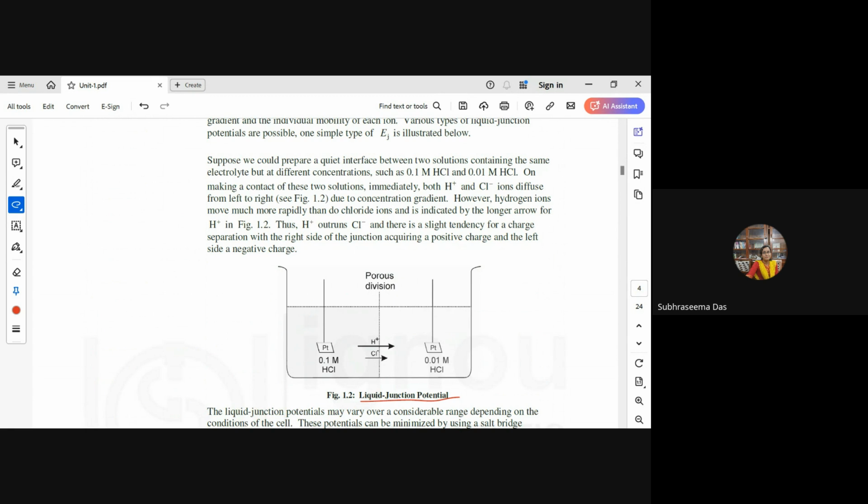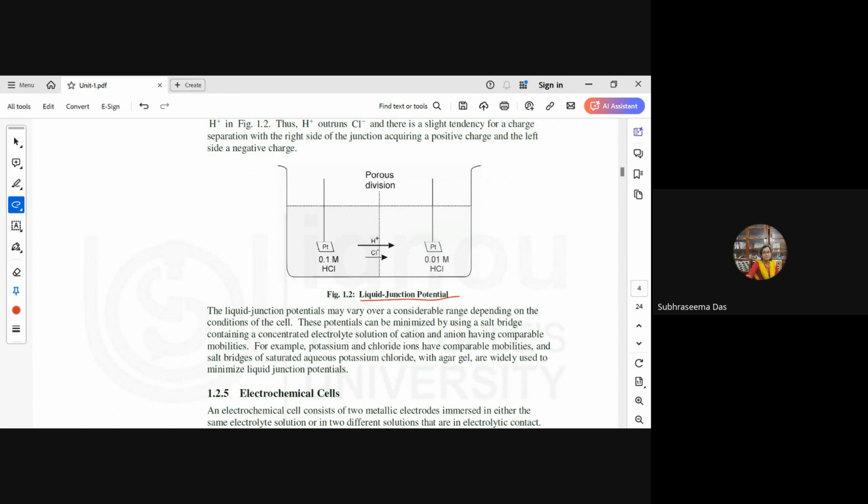So what happens on making a contact of these solutions? Both the H plus ion and the Cl minus ion start diffusing. Since the ions move from higher concentration to lower concentration, the H plus and the Cl minus ions start coming from the 0.1 molar HCl side, the left side, to the 0.01 molar HCl, the right side. But between H plus and Cl minus, the H plus ions move more rapidly than the Cl minus because of their small sizes, and they reach the right side of the electrochemical cell faster. That is why the right side of the cell slightly develops a positive charge, and the left side, where chloride ions are more abundant, develops a slight negative charge. This is how we define a liquid junction potential.